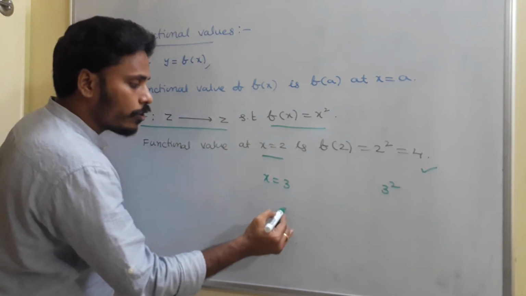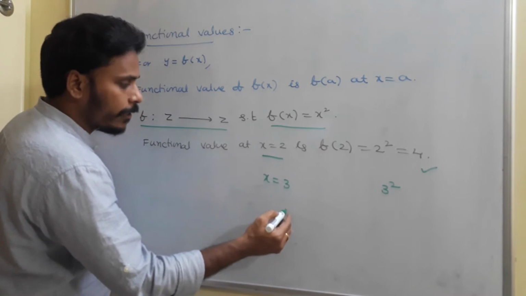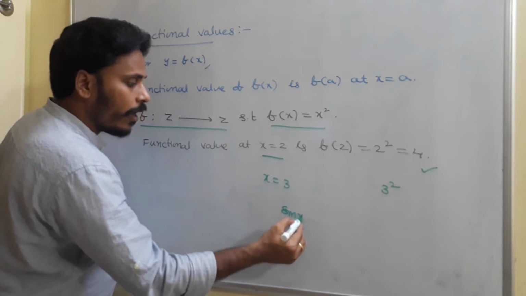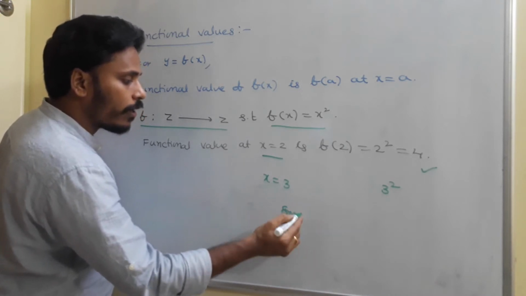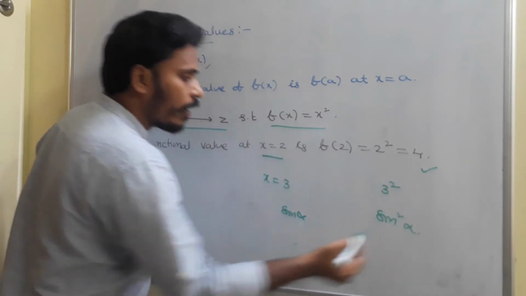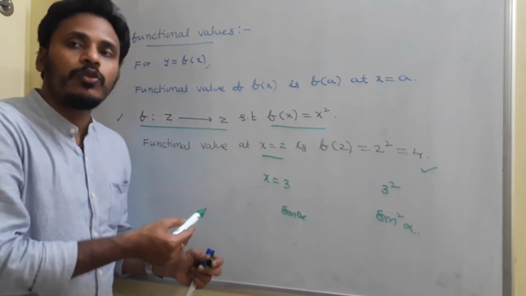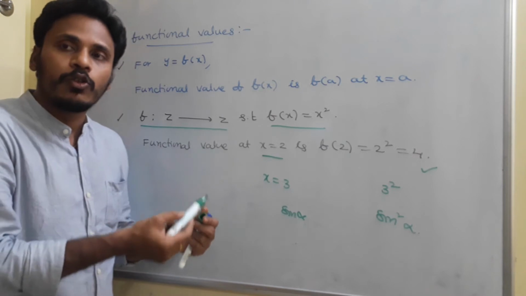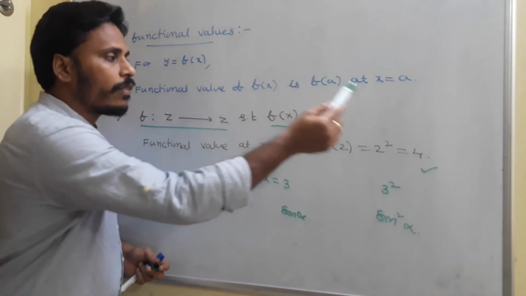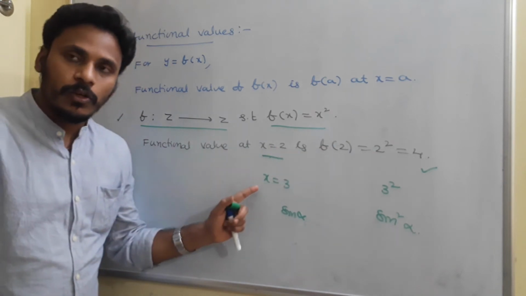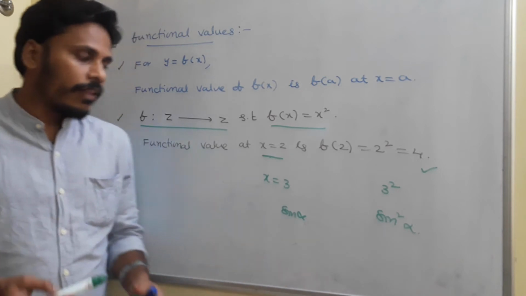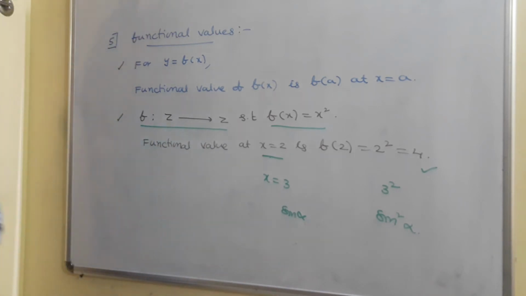Or you may take something like x is equal to sin alpha. At x is equal to sin alpha, the functional value is sin square alpha. So the functional value is different for different values of x. It depends on the values of x. If x is equal to 2, the functional value is 4. If x is equal to 3, the functional value is 9. If x is equal to sin alpha, the functional value is sin square alpha.